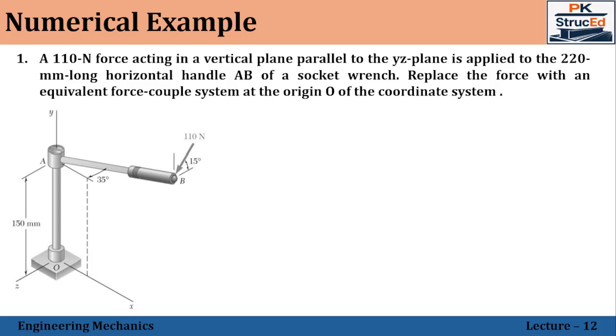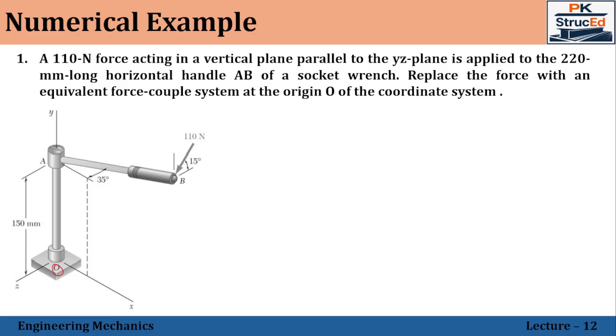Now let us look at the first numerical example in which a force of magnitude 110 Newton is applied to the handle of a socket. We are asked to replace this force by an equivalent force couple system at a reference point, that is the point O, usually the origin. This problem represents applying a force at a distance from a bolt axis, which produces a torque that rotates the fastener. In practice, the force causes translation whereas the offset produces a moment. Together, they form a wrench system.